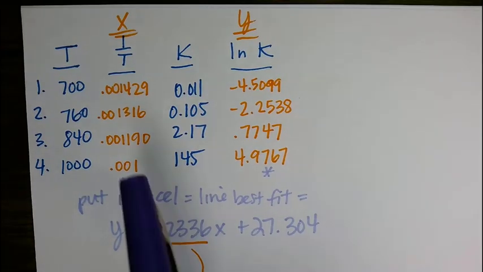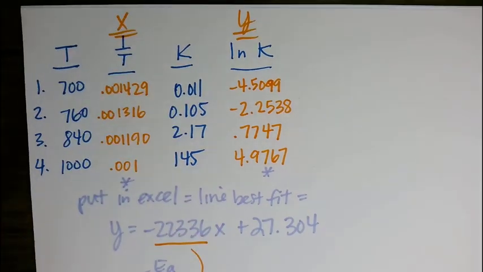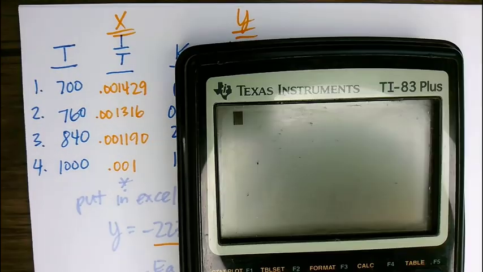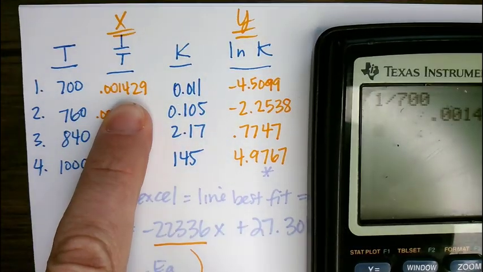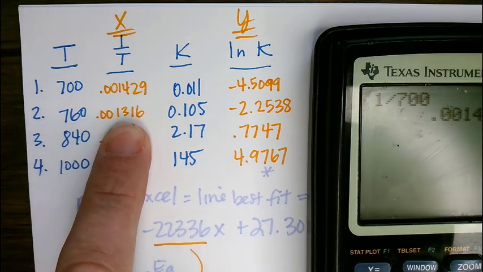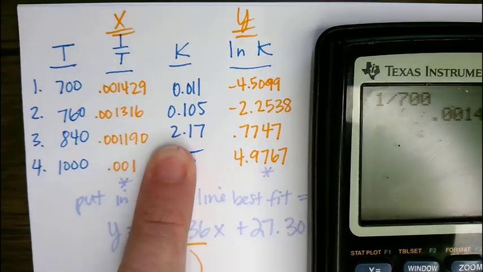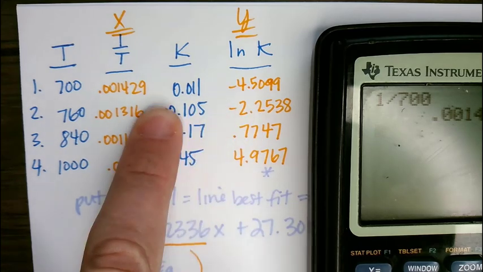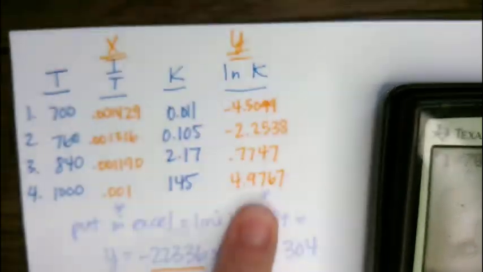Similar to the last one, I took my temperature and I made a new column of 1 over temperature. So I was told that my first temperature was 700 Kelvin. So I made my next column 1 divided by 700 and I put in 0.001429. That's what that came from. I did 1 divided by 760 to get that. 1 divided by 840, 1 divided by 1000. I was given the rate constants for each of those 4. So the next one, I took the natural log of each of those k's and I made a new column. So I have my x-axis, I have my y-axis.